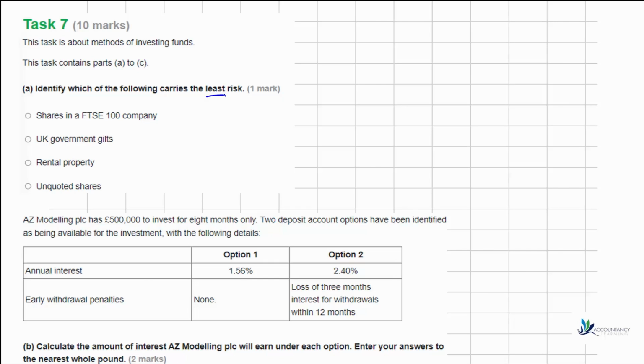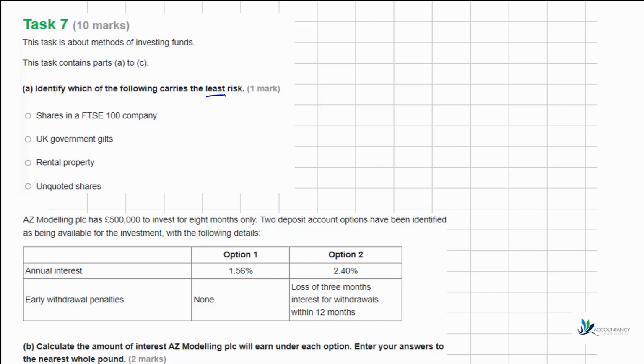For the UK government gilts, these are bonds issued by the UK government when they want to borrow. And in general, the UK government does repay the bonds. They have defaulted once back in the 1920s when the Wall Street crash happened. But since then, they have always repaid their bonds and they've always paid the interest on those bonds. So the UK government gilts are considered to be quite risk-free.